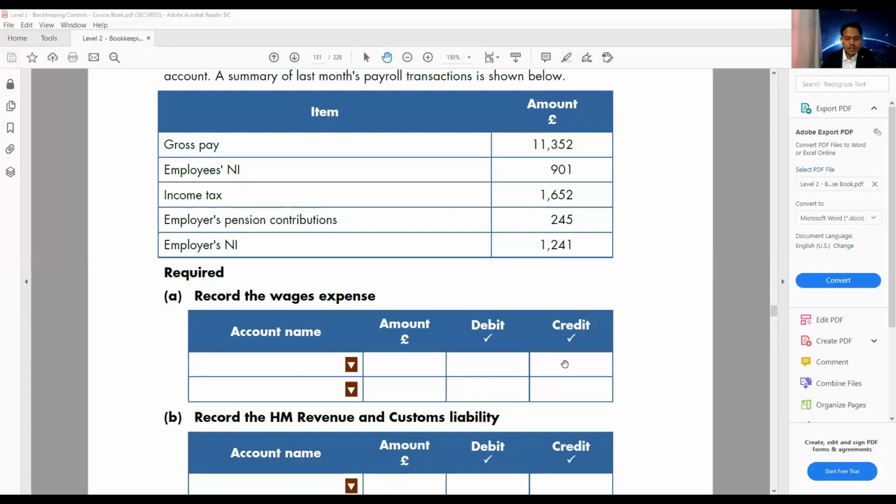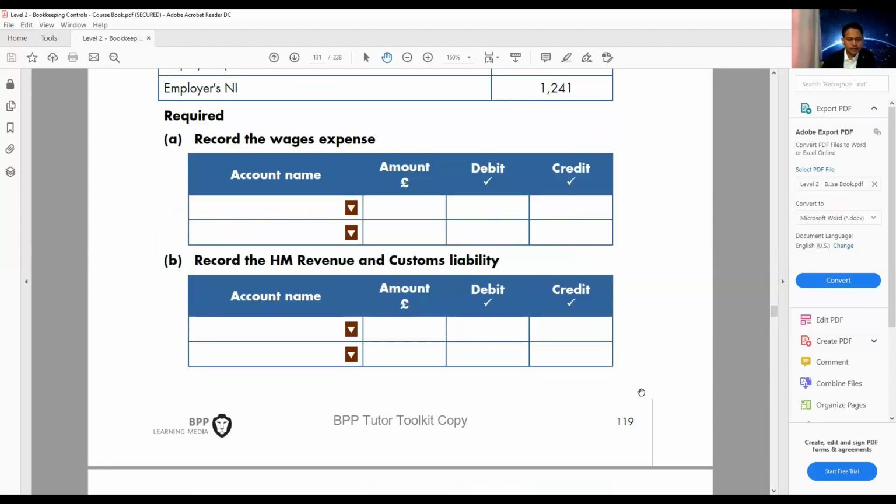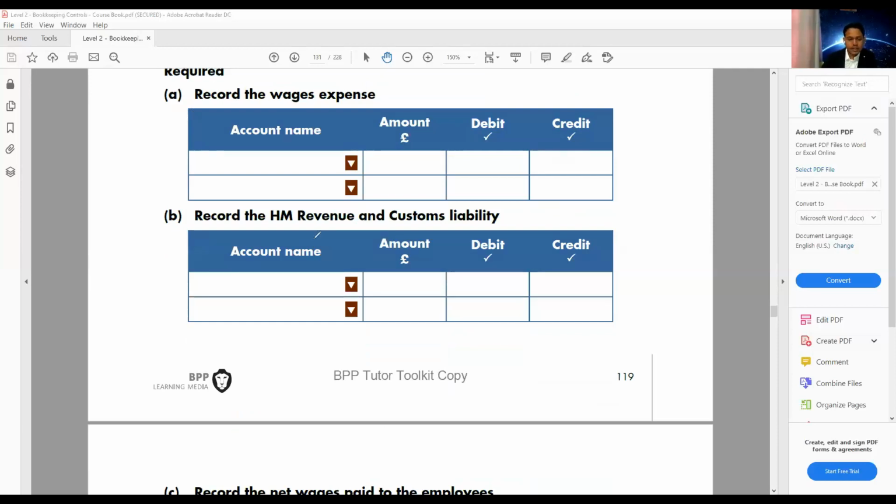So wages control is debit, HMRC credit. The amount will be two national insurance and one tax. National insurance 1241, income tax 1652, plus another national insurance for the employee 901. So 901 plus 1652 plus 1241 is 3794. Very well done. So you're going to write here wages control 3794 debit and HMRC.